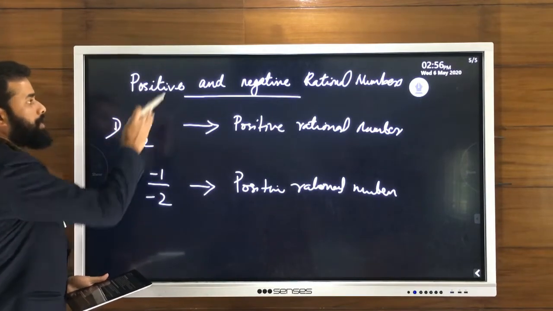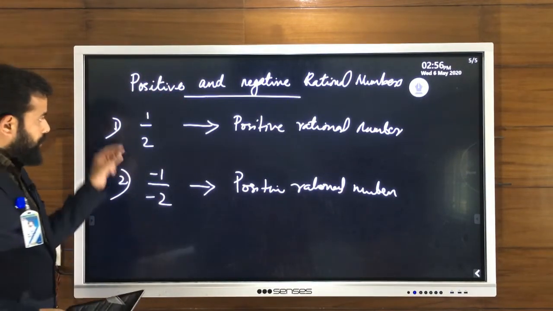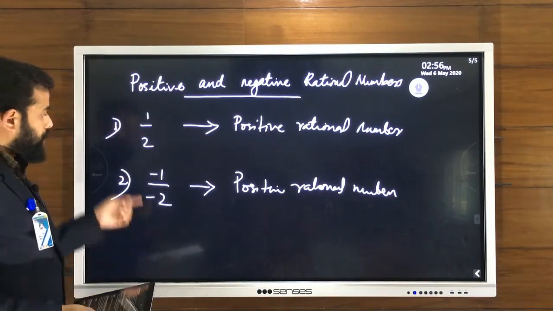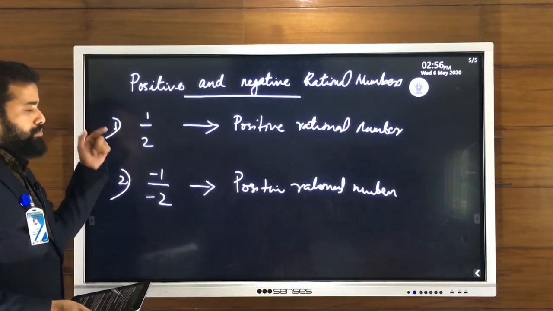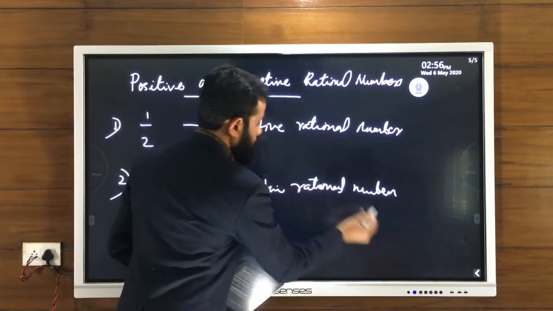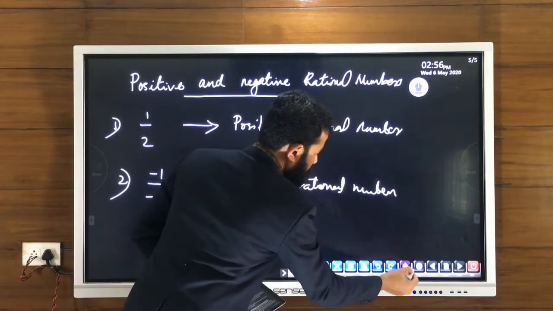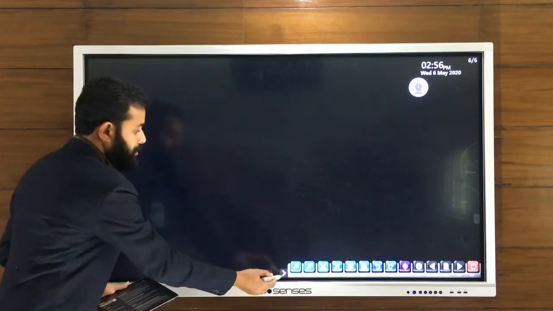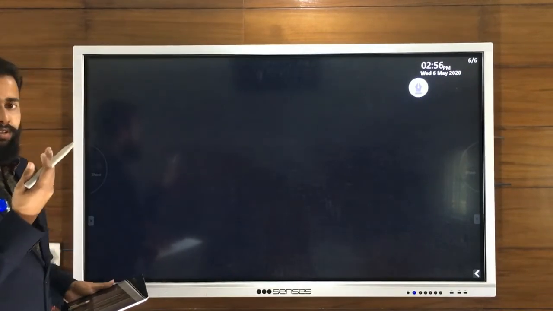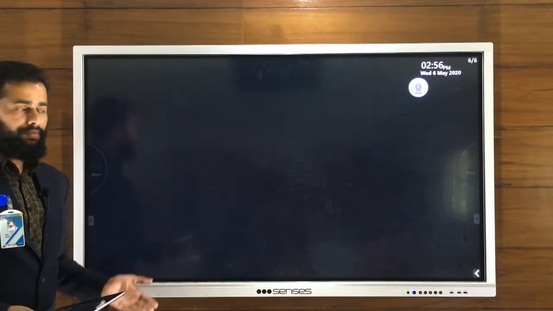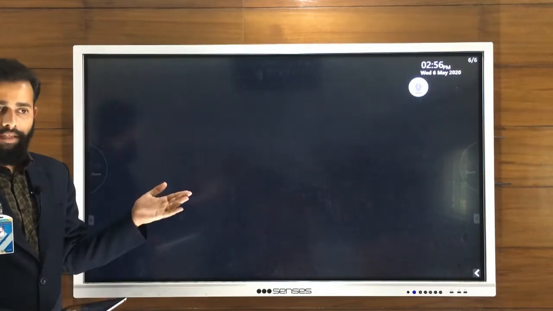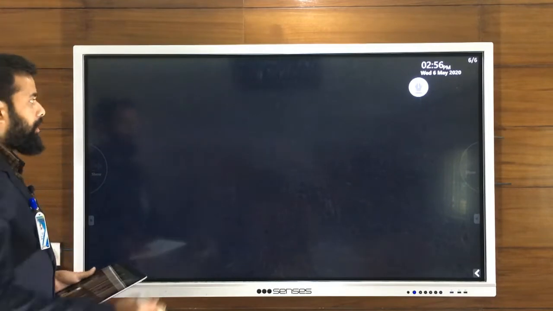So, these are the two conditions when the rational number becomes positive: if both numerator and denominator are positive, the rational number is a positive number. If numerator and denominator are both negative, the rational number will be a positive number. Second point, when it becomes a negative rational number. If the numerator of a rational number is negative, the rational number will be negative, and also if the denominator is negative, the rational number will be negative.